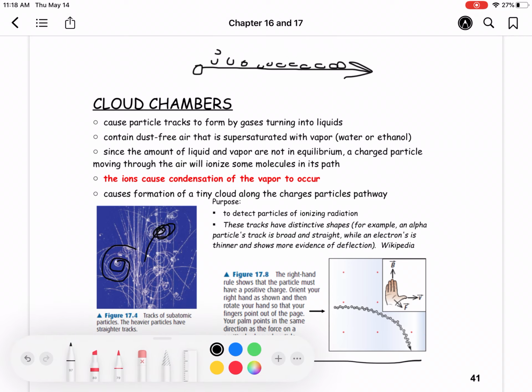And what this allows us to do is analyze it. If something curves really tiny, then it's got a lower mass. If something curves larger, it's got a larger mass. Or if it curves really tiny, it's got a high charge. So we can tell by the curvature the charge to mass ratio, right? And certain things have a particular charge to mass ratio. So this is the idea.